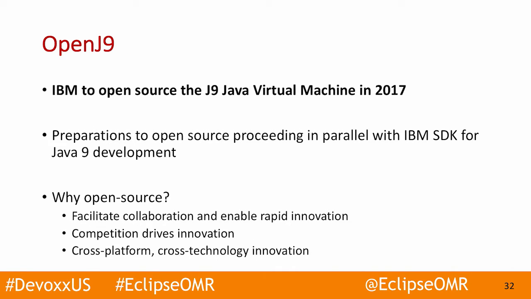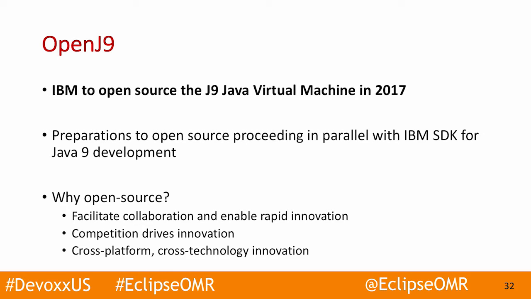One of the next things that we're looking at is something called OpenJ9, and we've already announced that IBM will open source the J9 Java virtual machine later on this year. So that's coming. The work to do that is proceeding in parallel with the IBM SDK for Java 9. So there are going to be two of those things arriving later on this year.